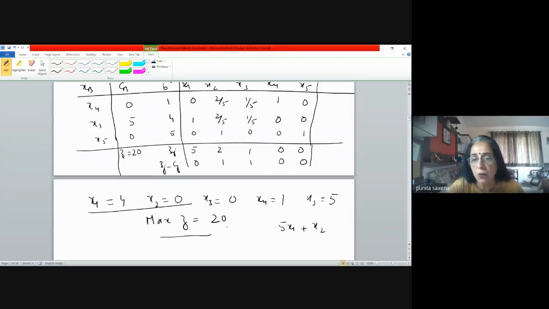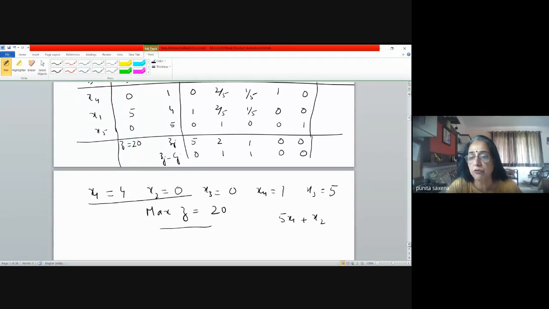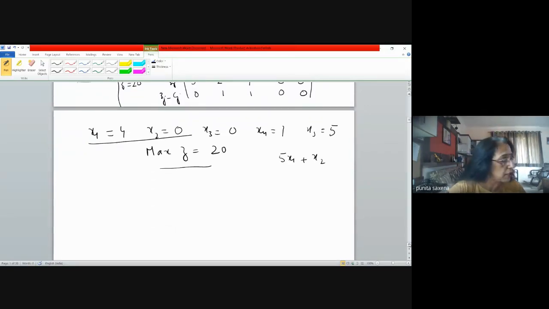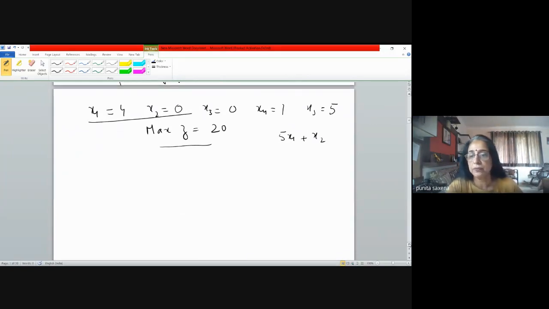So this is how we proceed when we have more than or equal to type constraints, or even equality type constraints. Let's see another problem. I'm writing the second problem: how to handle not just the equality constraints, but also the case when one of the variables becomes unrestricted.